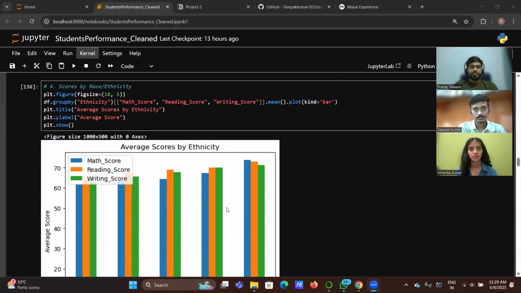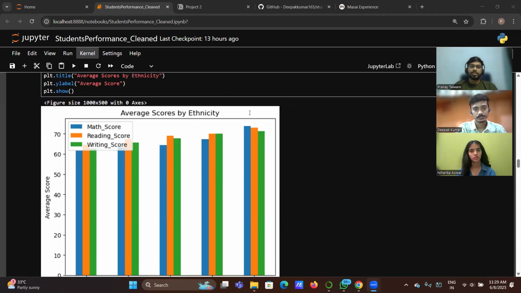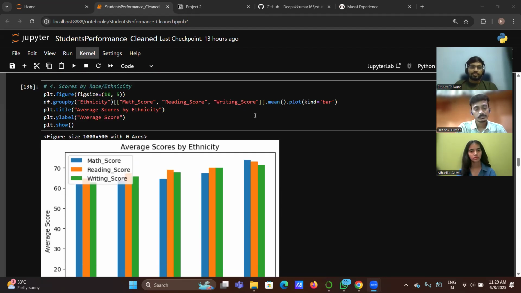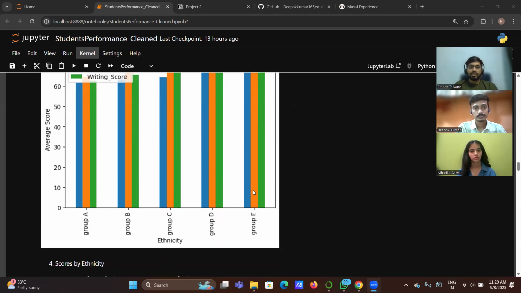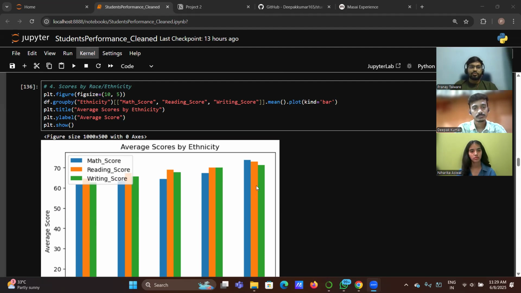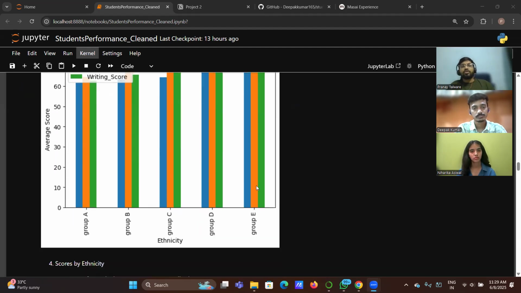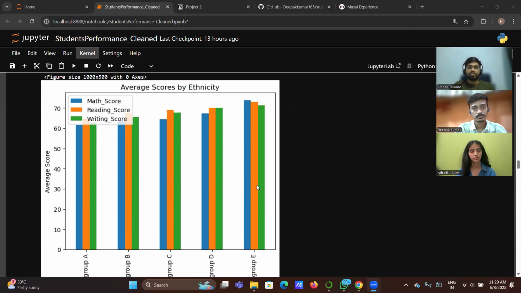So, hello everyone, my name is Pranay, and I will explain the further part of the process. After that, we went on to check how ethnicity affects the student score. We included the math score, reading score, and writing score, and we took the average of all the scores depending on the ethnicity. On this graph, we can clearly say that group E has the highest average scores among all those groups. So group E is performing better in terms of all the scores.